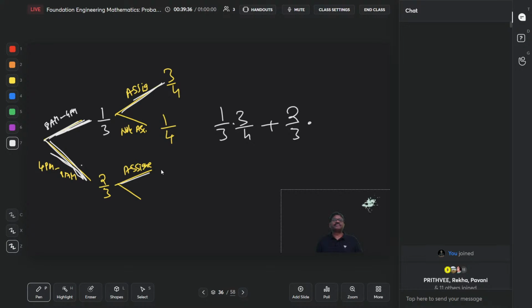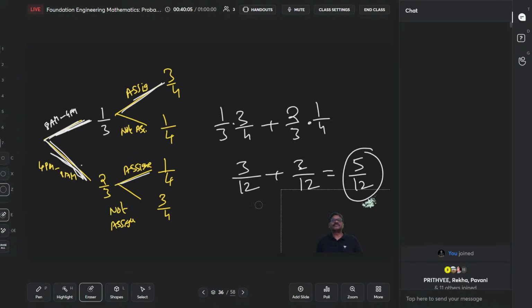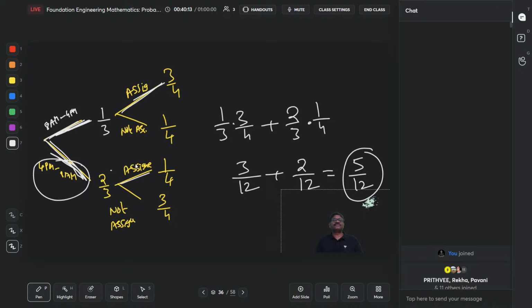From 4 p.m. to 8 a.m. the assigned doctor is not available. So the chance of the assigned doctor is 1 by 4, and not the assigned doctor is 3 by 4. Reverse. Now 2 by 3 into 1 by 4. Now simplify this: 3 by 12 plus 2 by 12, that is 5 by 12. Because during this odd time, the chance of the assigned doctor is only 1 by 4, and not the assigned doctor is 3 by 4.